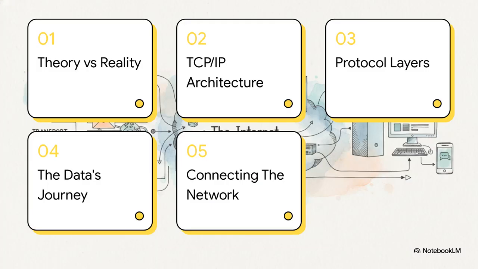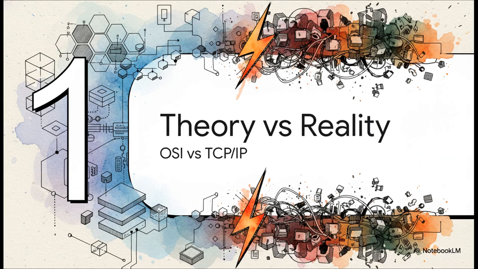First, theory versus practical reality. Second, the TCP/IP architecture. Third, exploring the protocol layers. Fourth, the data's journey. And finally, number 5, connecting the network. Let's just jump right in with Section 1, Theory versus Practical Reality.